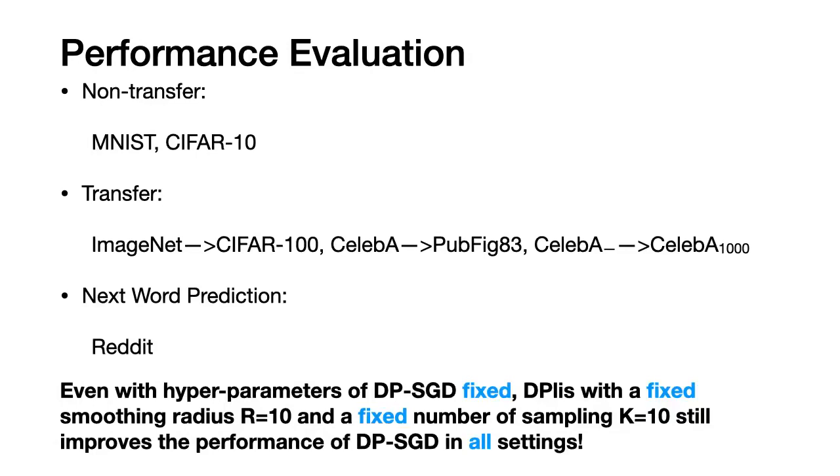What's remarkable is that even with hyperparameters of DPSGD fixed, DPlis with a fixed smoothing radius and a fixed number of sampling still improves the performance of DPSGD in all settings. And of course, even more improvements are offered with tuned radius. This won't be possible without a proper factorization of the smoothing strength.